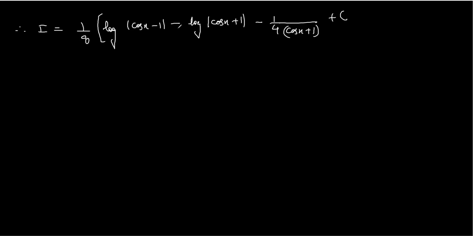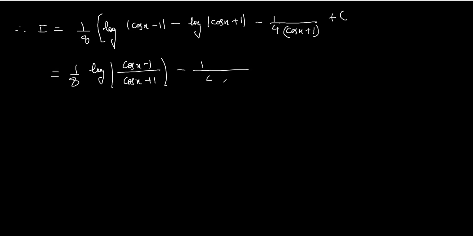Now this is log m minus log n, so log of m by n I get. So here 1 over 8, I get log of cos x minus 1 upon cos x plus 1, minus 1 upon 4 cos x plus 1, plus c. This is the final answer. I hope you all must have understood.